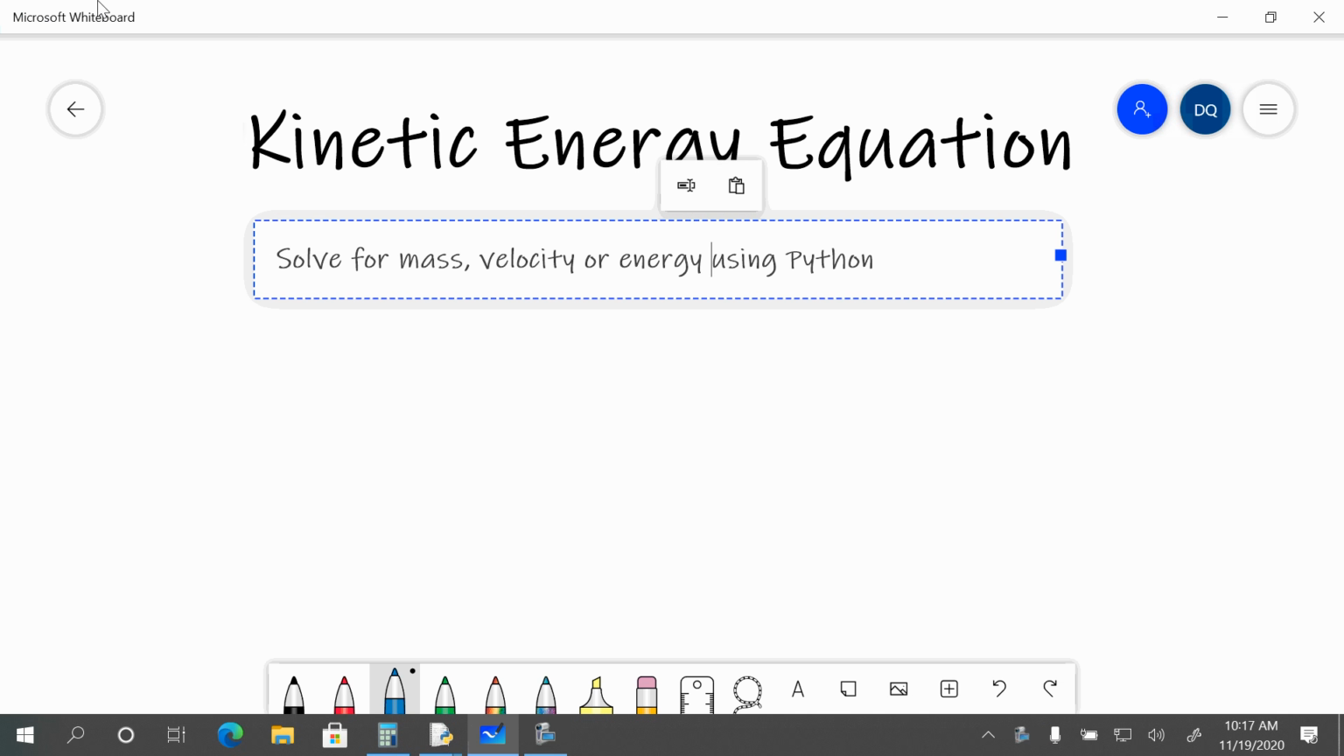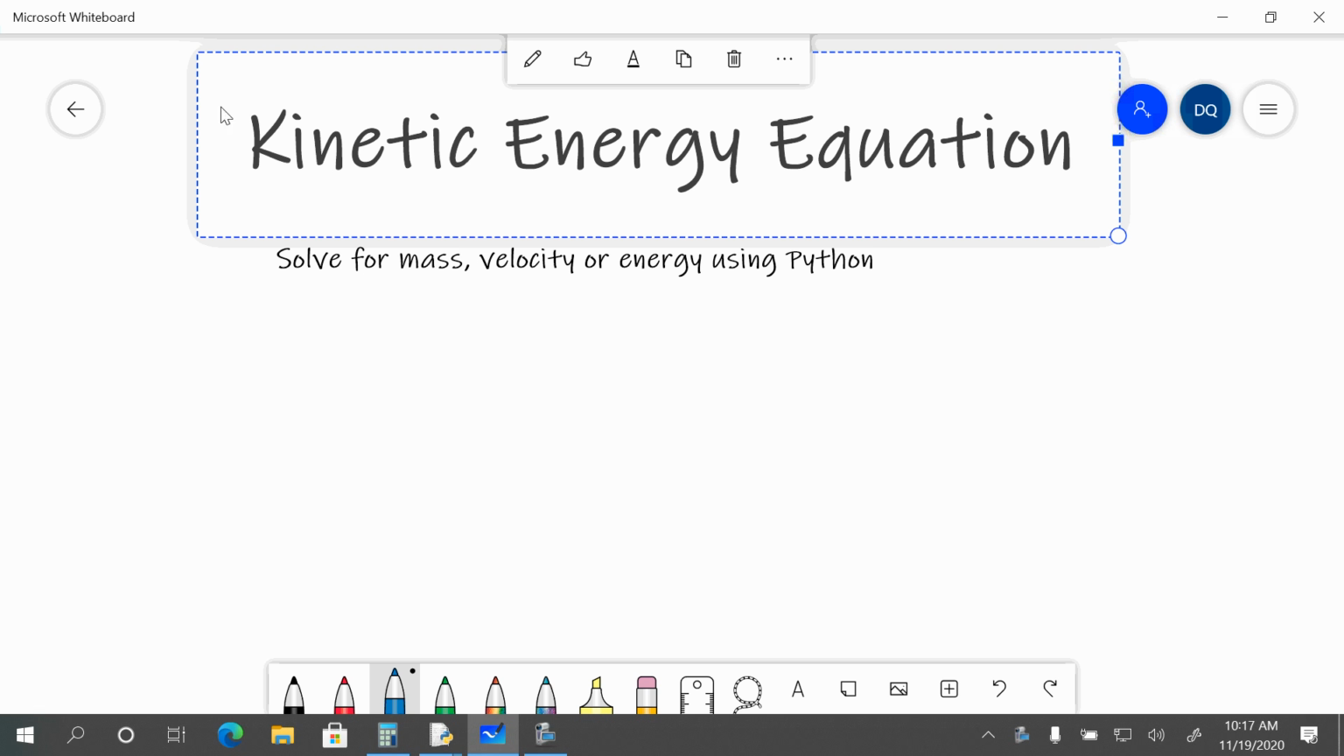My class has an assignment question on writing a program solving the ideal gas law. So I'm going to show them how to do it and share it with you by teaching you how to work with kinetic energy. So we're going to write a program that will solve the kinetic energy equation for either mass, velocity, or energy by using Python.